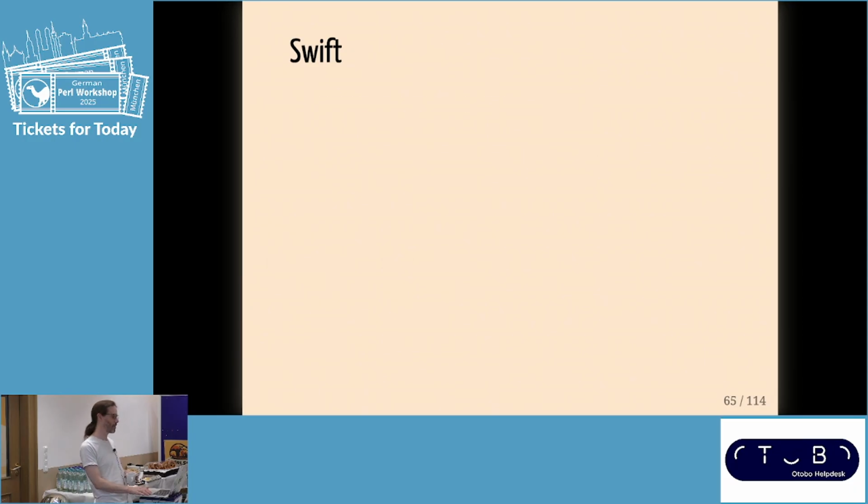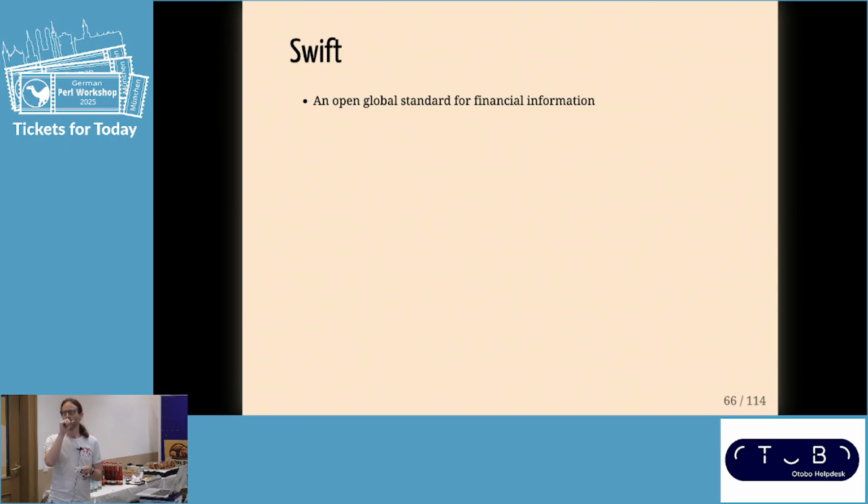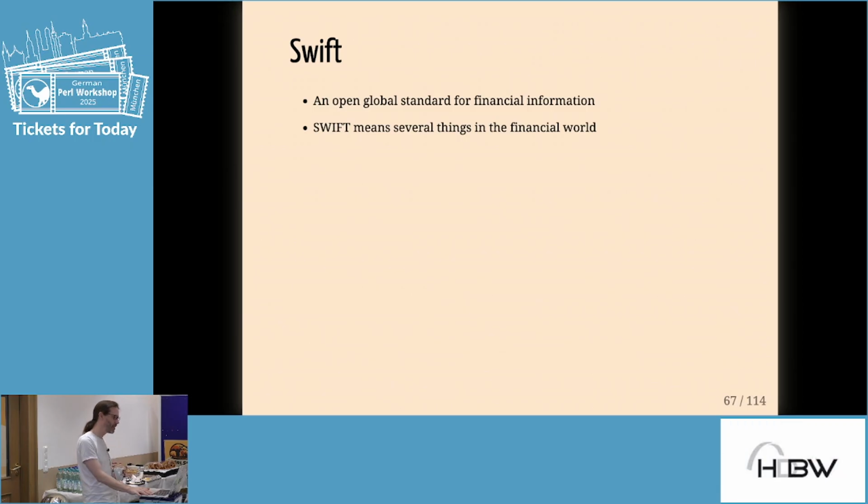So you've probably heard of this one. It's an open global standard for financial information. So a global standard, so we're getting somewhere. It means many things in the financial world. So the secure network for transmitting information, a set of syntax standards, and a set of connection software and services.